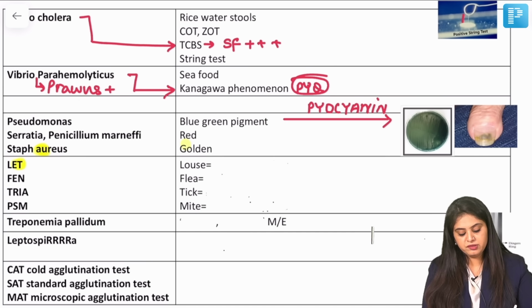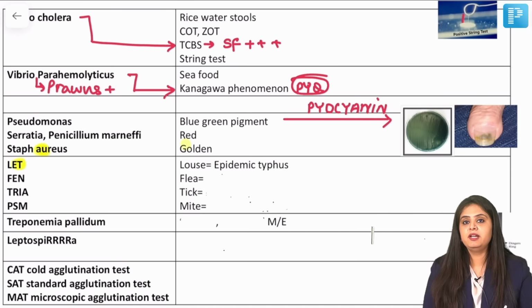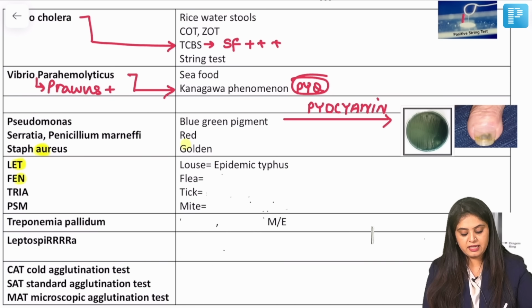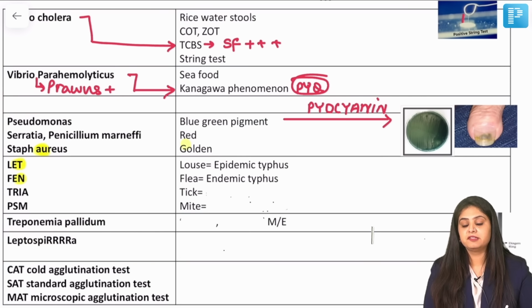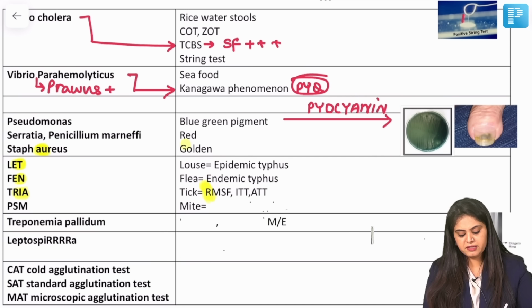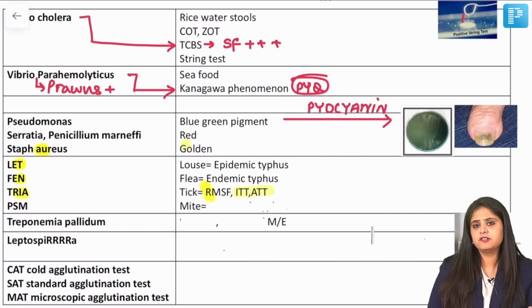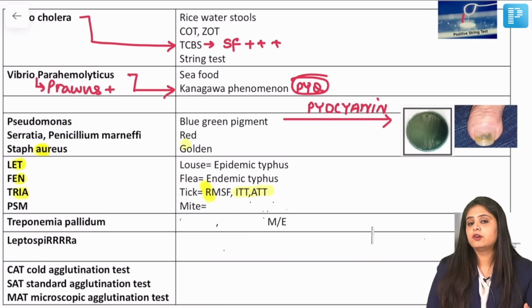When I say louse, in front of it you see epidemic typhus. When I say flea, in front of flea you can see N, that is going to be endemic typhus. When I say tick, you can see Rhea, Tria. So tick is three things. That is Rhea, that is number one, Rocky Mountain spotted fever, and after that everything is the same: Indian tick typhus, African tick typhus, Australian tick typhus.